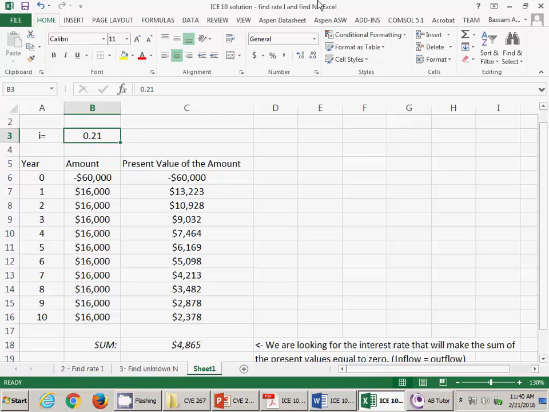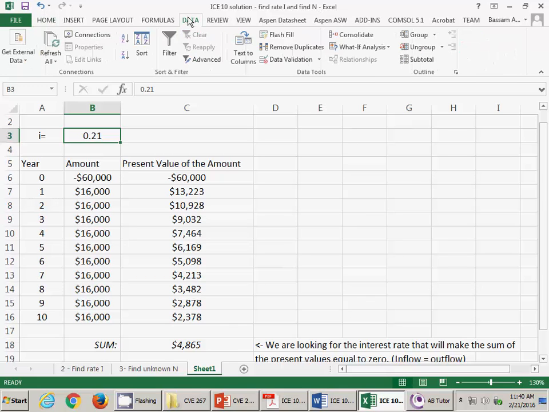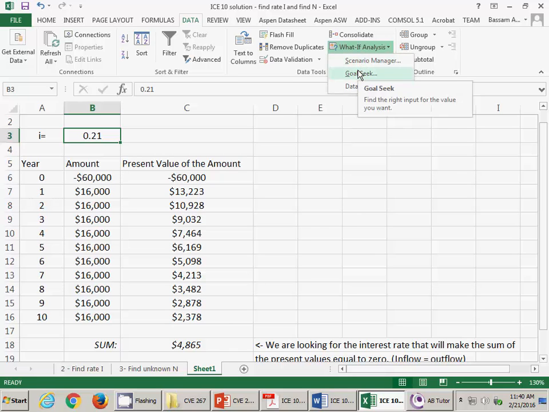You go into Data tab. Now there's something called What If analysis. So on the Data tab, find the What If analysis. Click on that, and we want Goal Seek. So here is the Goal Seek.